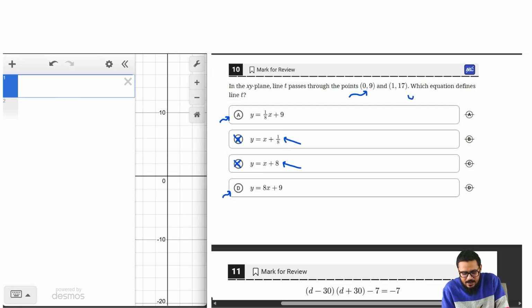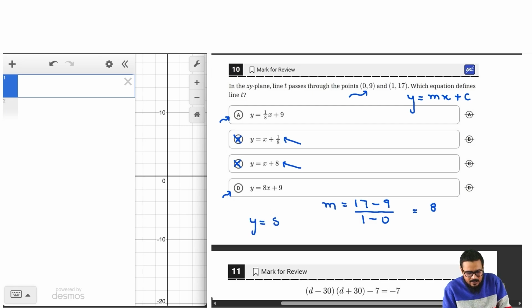By the way, the standard equation of a line is always y equals mx plus c, where c represents your y-intercept. I can also calculate my gradient using the formula change in y divided by change in x, so y2 minus y1 divided by x2 minus x1. So 17 minus 9 divided by 1 minus 0. 17 minus 9 is 8, and 8 divided by 1 is just 8. So my equation would be y equals slope times x, that is 8x, plus the y-intercept, which is given to me as 9. So that's my equation, y equals 8x plus 9, answer option D.